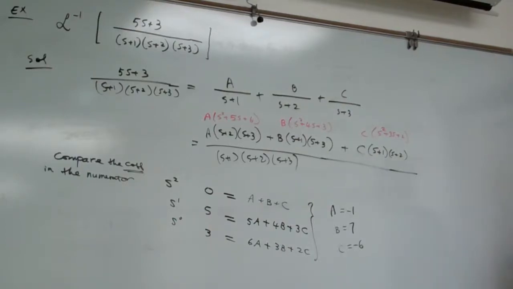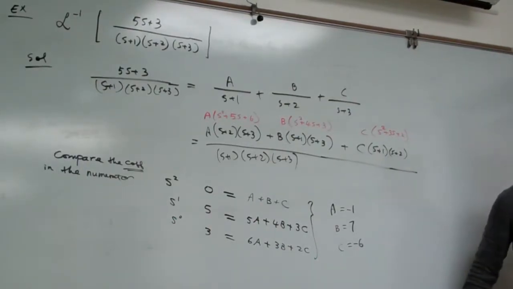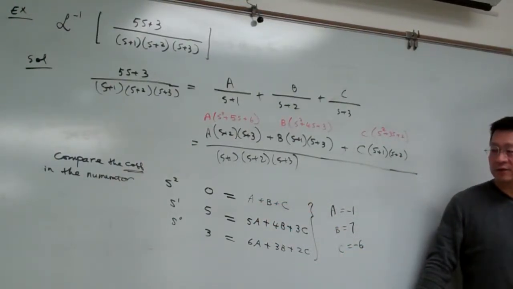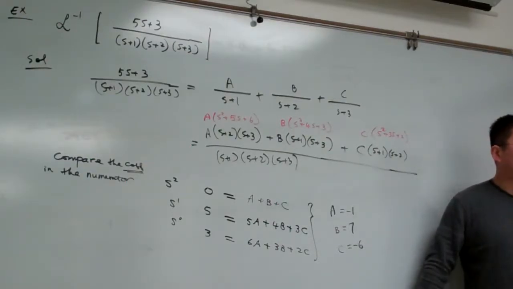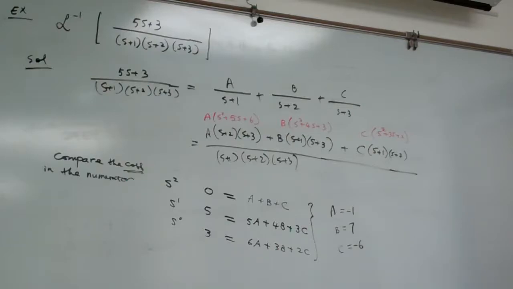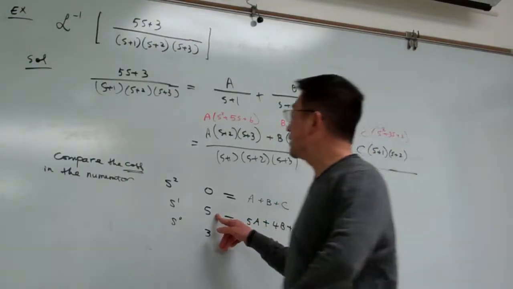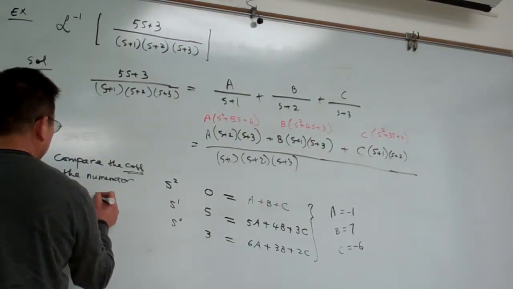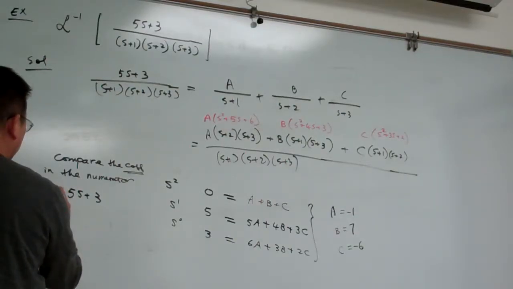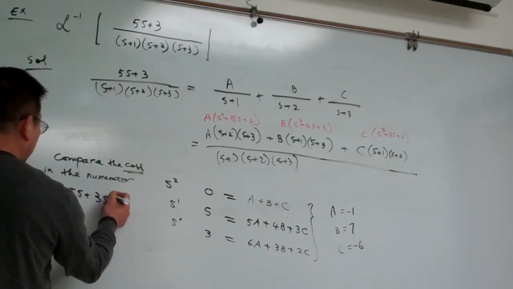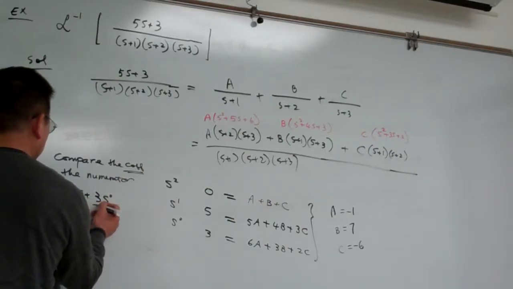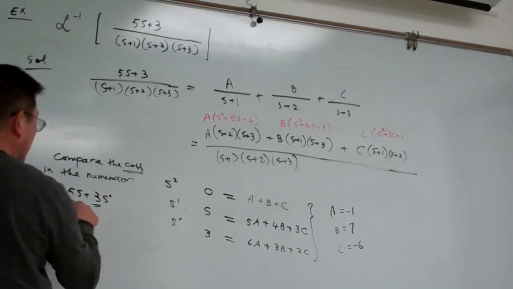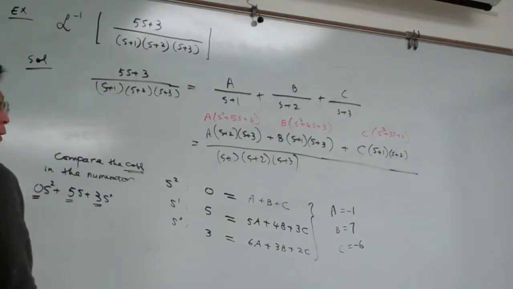Do you like this method? I think at least it works, though it is a little bit time consuming. There are 3 equations here, and if you are patient you can get it. Student: Where did the 0, the 5, and the 3 come from? Basically on the left-hand side, the numerator is 5s plus 3, so that is 0 times s squared plus 5s plus 3. That means these are the coefficients. So 0 is here, the s to the 1 is here, and s to the 0 is this one.